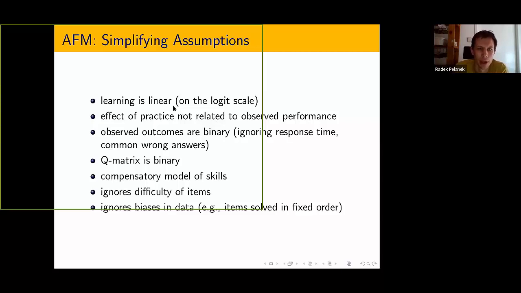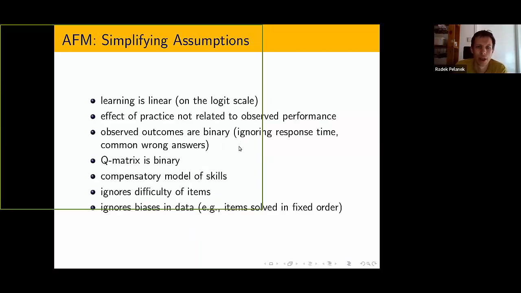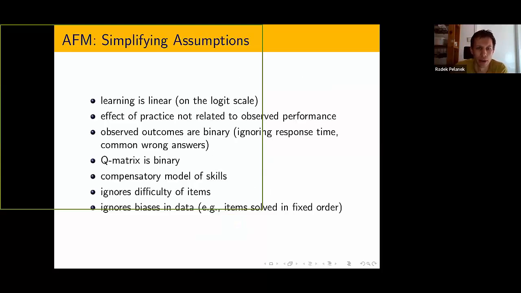For example, one of the assumptions is that the learning is linear. With the number of opportunities on the logit scale, the estimated skill increases linearly, which is, of course, simplifying. Also, the model does not take the observed answers of students into account. We just take the number of practice opportunities into account, and we do not take into account whether the answers were correct or incorrect. There are extensions of the model like PFA, performance factor analysis, which take this into account, but the basic AFM model just takes the number of opportunities into account.